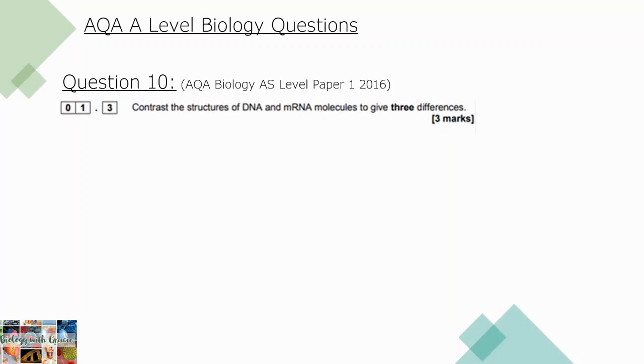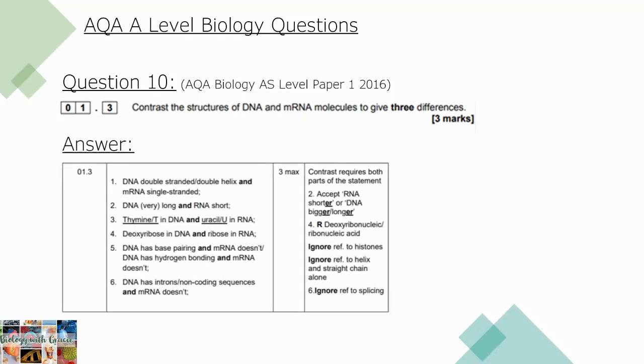And we haven't touched on this, but DNA is actually very long and RNA is shorter. And DNA is made up of deoxyribose, whereas RNA has a ribose sugar in it. So those are just some examples there. So you only need to choose 3 for this specific question, as it's worth 3 marks. So that's our answer there.